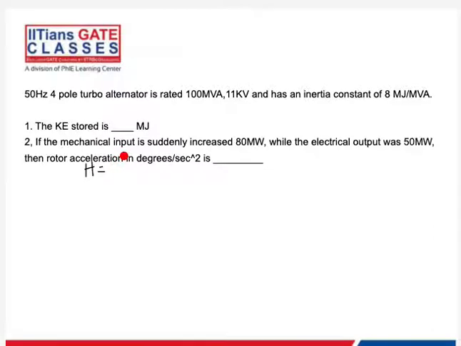Look at what all parameters are given. H is basically kinetic energy stored divided by rating of the generator. So you are being asked to calculate kinetic energy stored. What is kinetic energy stored? Basically, H into the rating. You have 8 into 8 megajoules per MVA into 100 MVA. You get the answer.